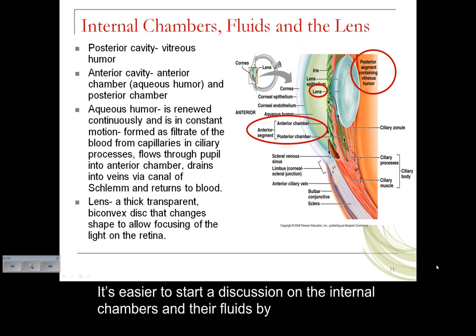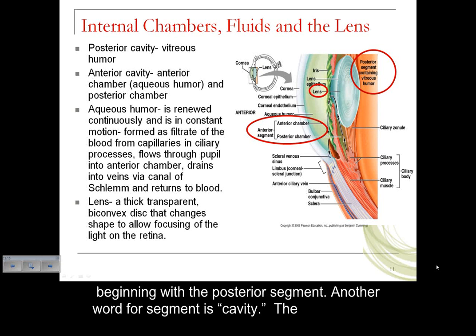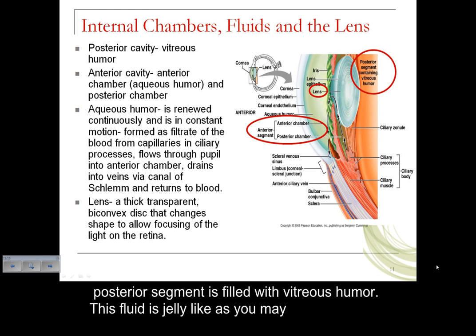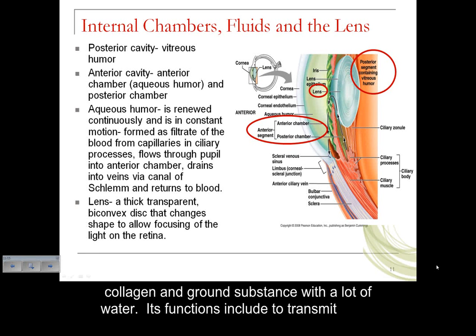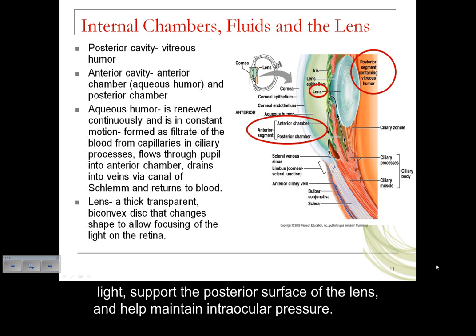It's easier to start a discussion on the internal chambers and their fluids by beginning with the posterior segment. Another word for segment is cavity. The posterior segment is filled with vitreous humor. This fluid is jelly-like, as you may have already discovered when dissecting your sheep eye. It contains fine fibrils of collagen and ground substance with a lot of water. Its functions include to transmit light, support the posterior surface of the lens, and help maintain intraocular pressure. This jelly-like substance was created when you were an embryo.